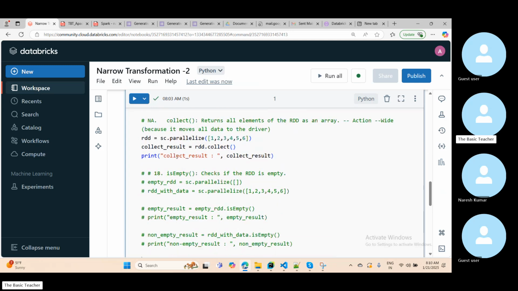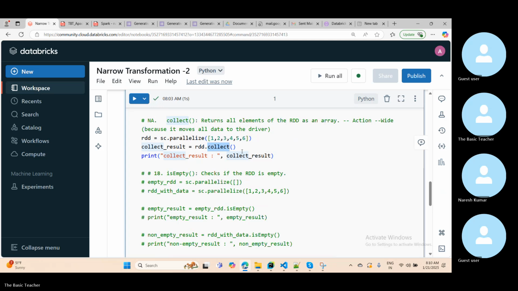Okay. So this was about collect. Simply, we are doing the collect whenever we want to get the data from the RDD. Collect means this is pulling all the data from the worker node to the driver node, and then we will be getting the data.